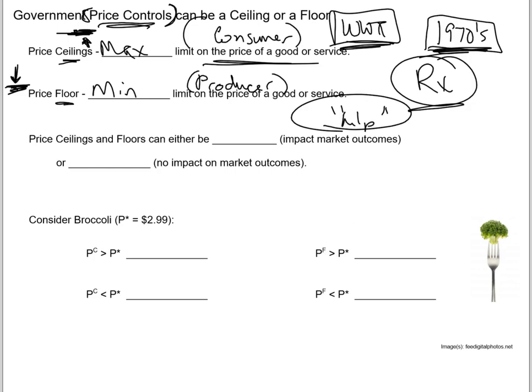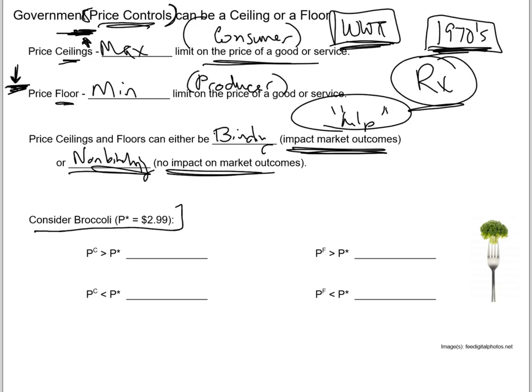Here we go. For price ceilings and price floors, either of these types of government policies, we can use the terms binding and non-binding. They can either be binding, which means they have an impact on market outcomes, or non-binding. With a non-binding price ceiling or price floor, the government steps in and puts some limit on the market, but it doesn't matter because that's not where the price is operating anyway.